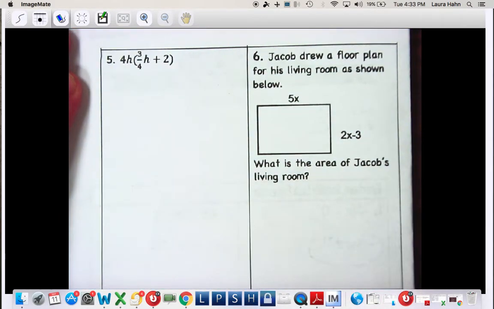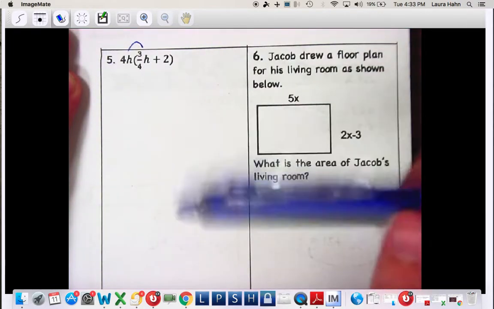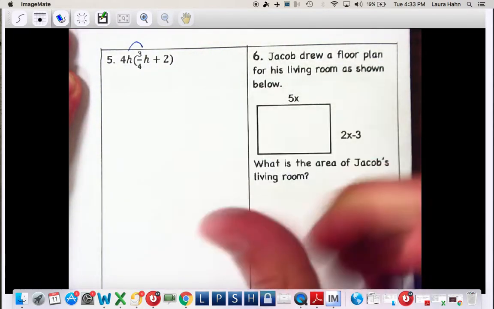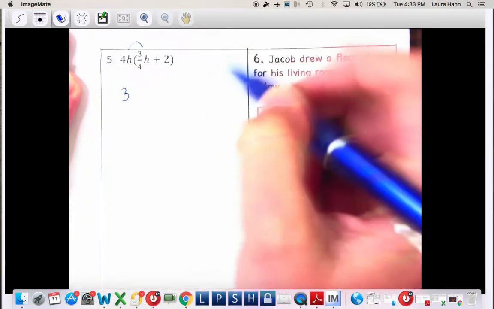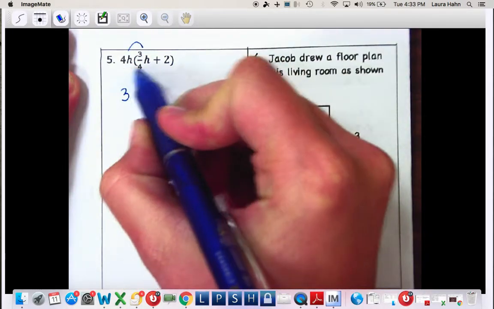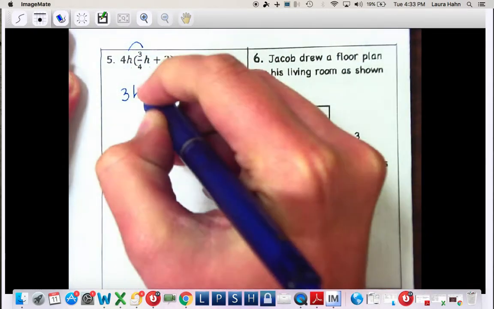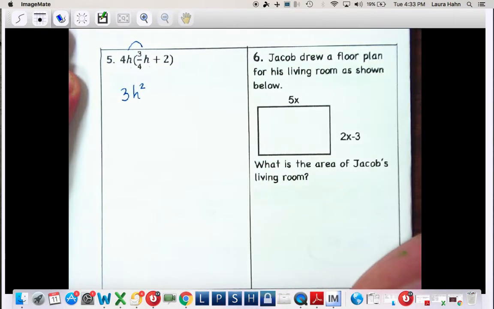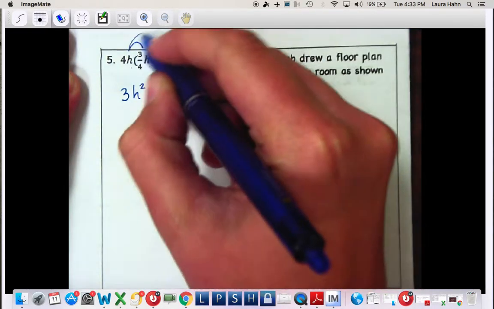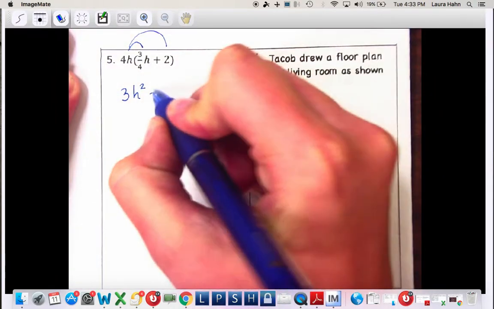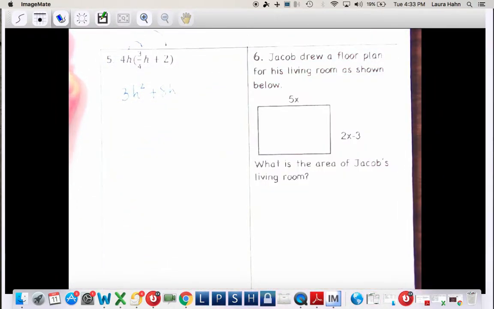Okay, let's distribute. First of all, I like to look at the numbers first. 4 times 3/4 is just 3. Then h times h is h squared. All right, 4h times 2. That's going to give you a positive 8h.